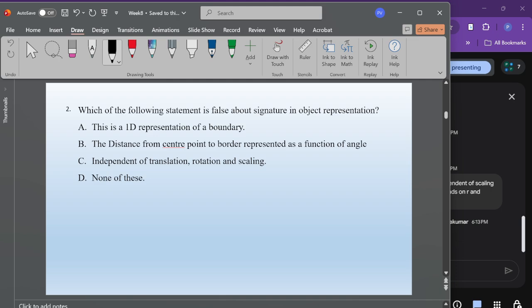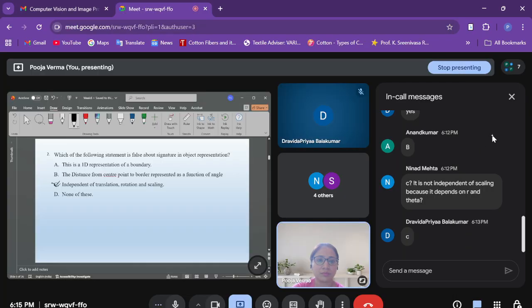So yeah, the correct option is C. The false statement is independent of translation, rotation, and scaling. It is dependent on rotation and scaling. Okay? Yeah, it's C. C is the correct option for the given question. Is it fine? Now, can we move to our next question?